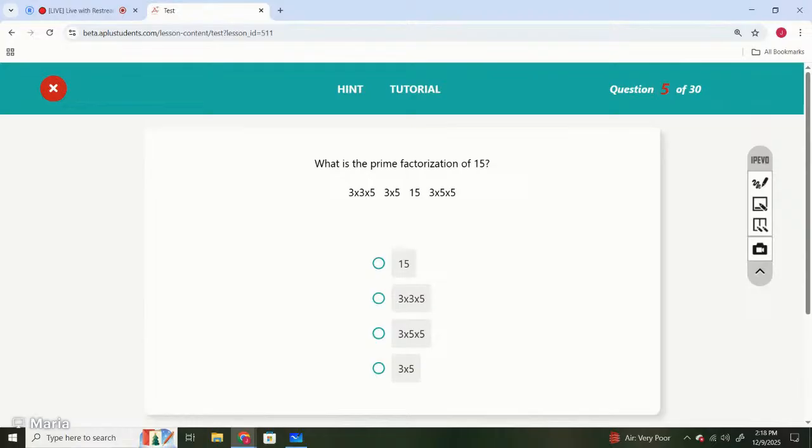What is the prime factorization of 15? Again, the same question. They are 3 times 5. Option number 4 is the correct option.